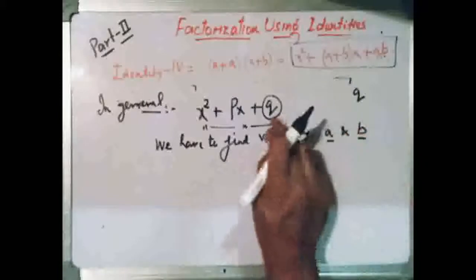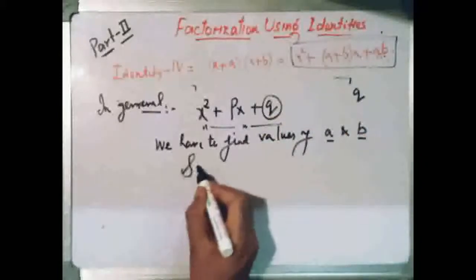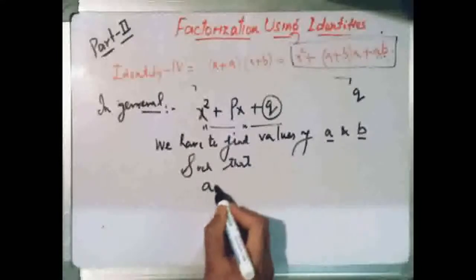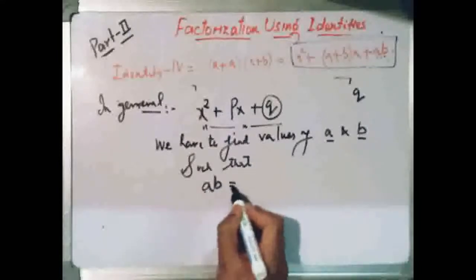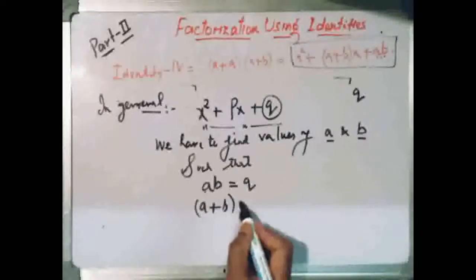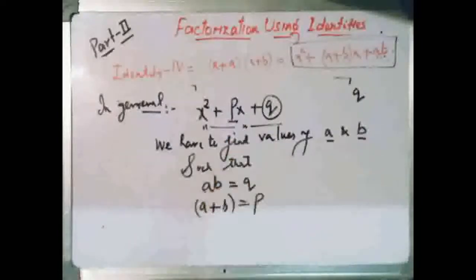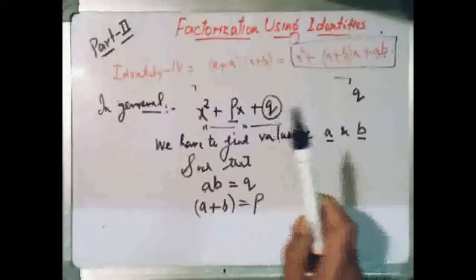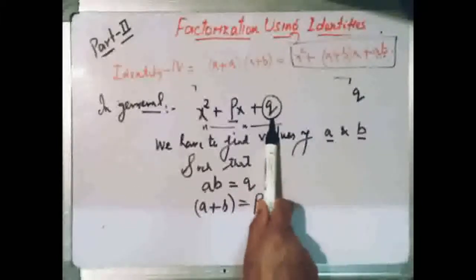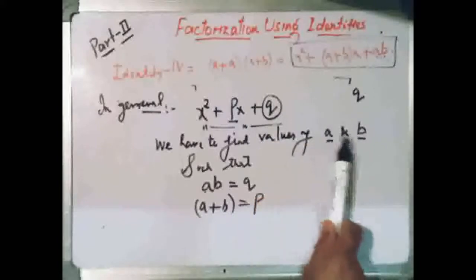A and b are factors of q such that a into b, that means ab is equal to q, and a plus b is equal to p, this middle term. Whenever you are asked with such an algebraic expression, first you have to find out the constant term, then you have to find the factors of this constant term, say a and b.